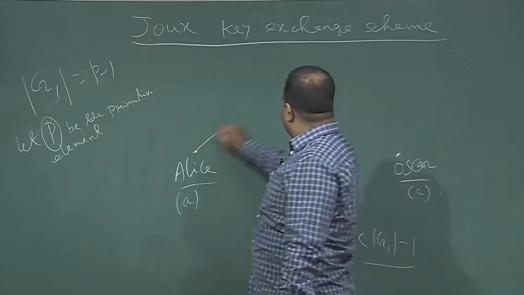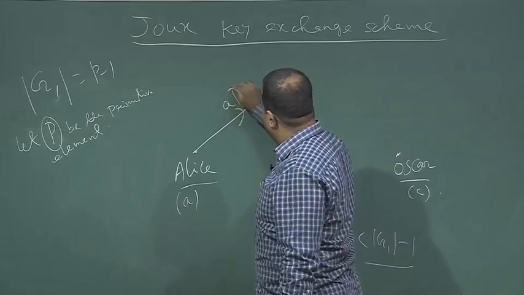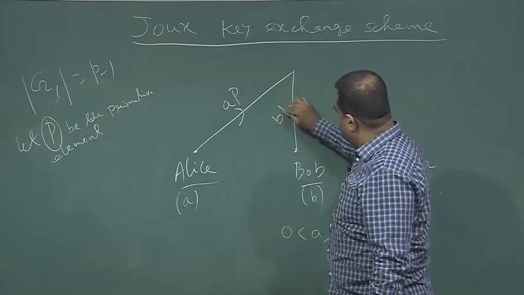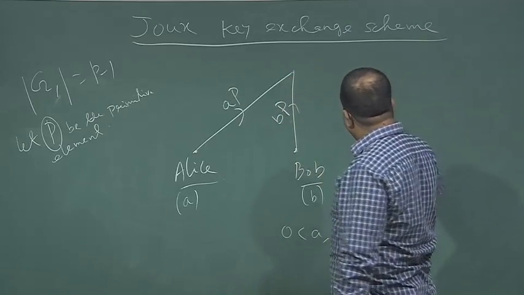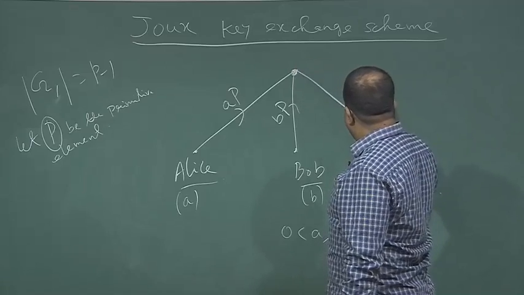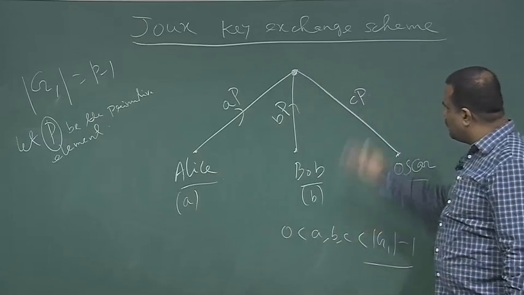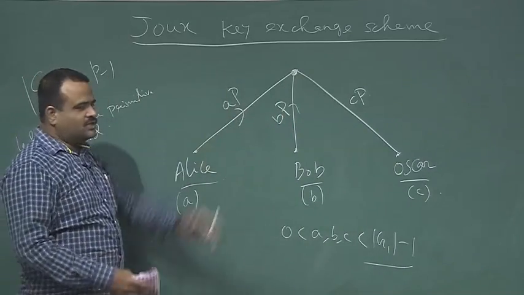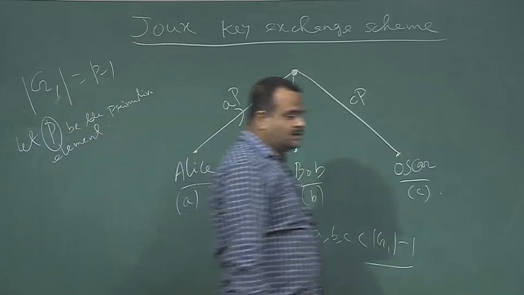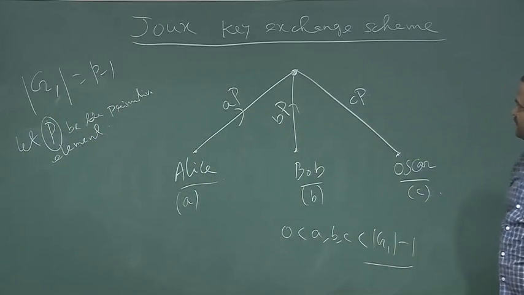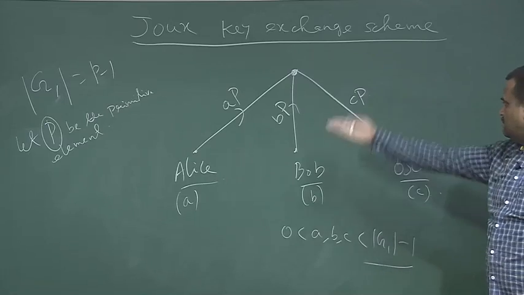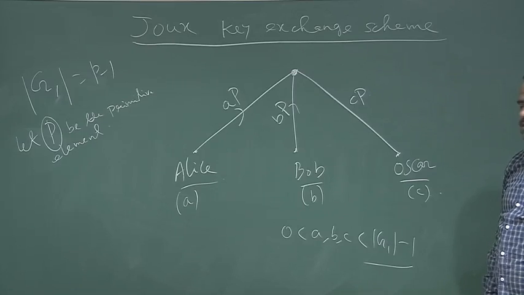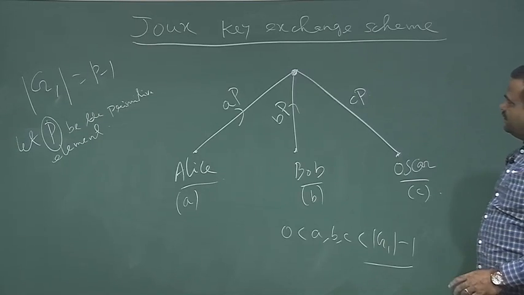Alice sends AP, Bob sends BP, and Oscar sends CP over this public channel. They are broadcasting, so they are all getting these values. Alice is getting BP and CP, Bob is getting AP and CP, and so on. Now, how can they agree on the common key?